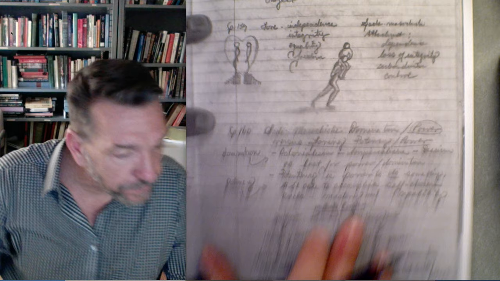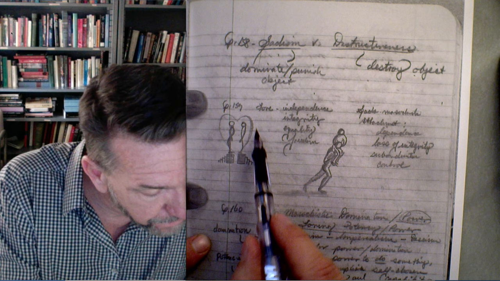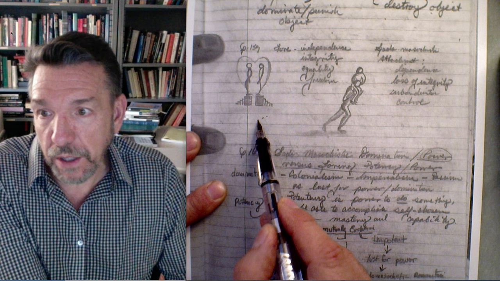All right. So the sadist then tries to dominate and punish the object. We're going to talk about the destroyer, who wants to destroy the object. This is going to be really important later. So page 159, two people who are in love in a healthy relationship try to preserve the integrity, the equality, and the freedom of the other.